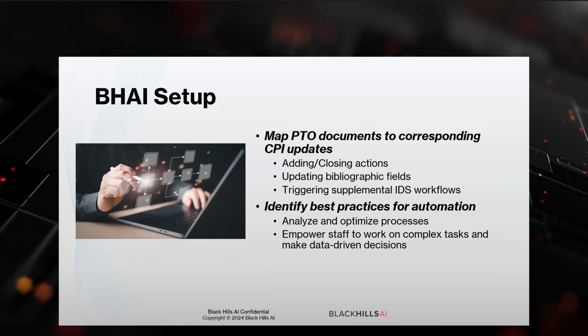So what Black Hills does is work with you to map documents from patent offices, which we maintain a comprehensive library of, to whatever CPI updates correspond to those documents. Typically, that takes the form of adding or closing actions or due dates, or updating relevant bibliographic fields, or triggering supplemental IDS workflows, or a combination of those. It may even be that you need multiple action types in your CPI system to cover a single document, and that's another place where we can assist with automation.